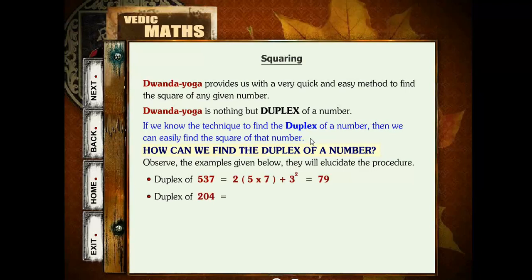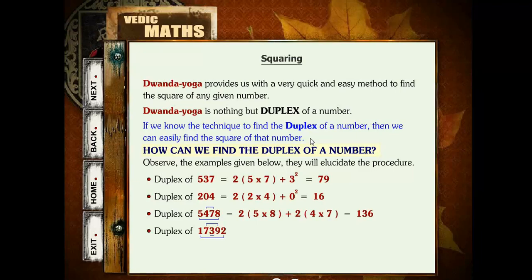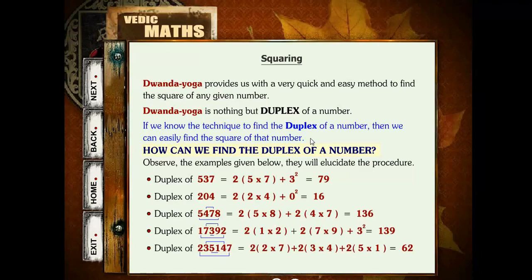Duplex of 204 is 2 into 4 into 2 plus 0, which is equal to 16. Duplex of 5478 is 5 into 8 multiplied by 2 plus 4 into 7 multiplied by 2, which is equal to 136. Similarly, we have duplexes of 17392, 235147, 8549312.